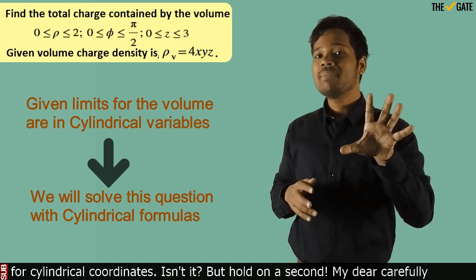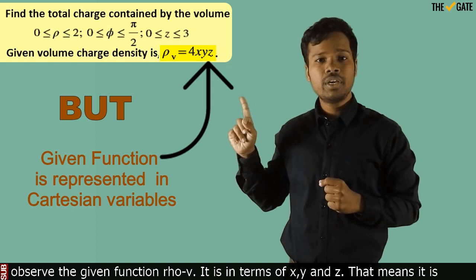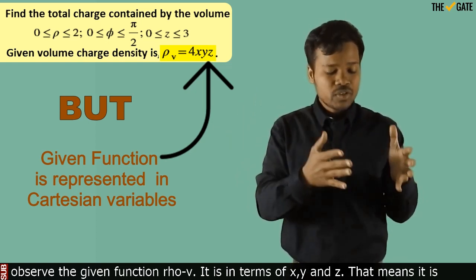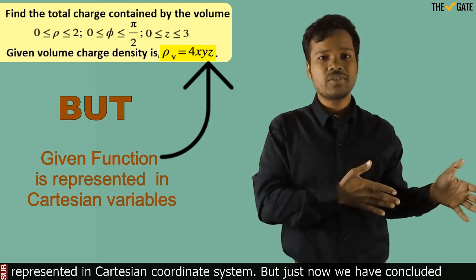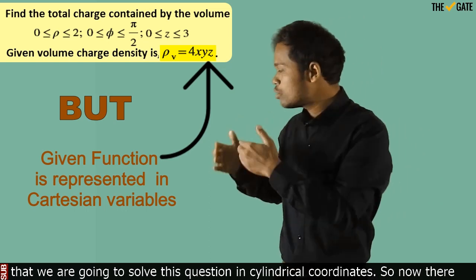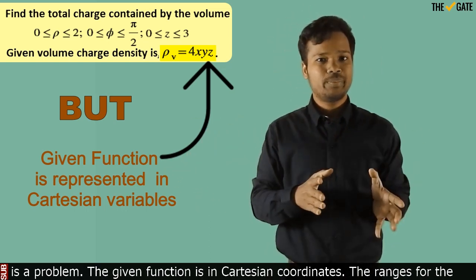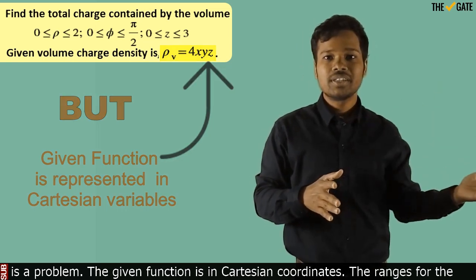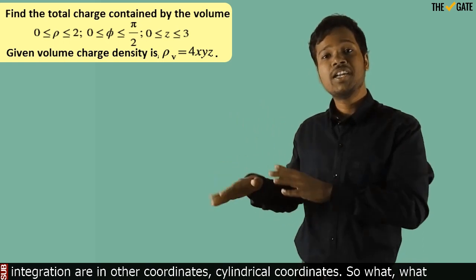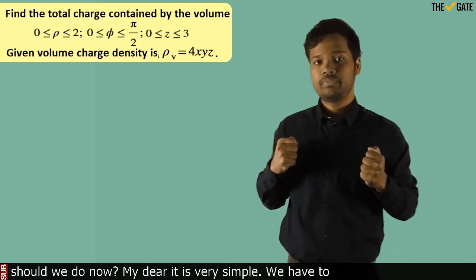But hold on a second, my dear. Carefully observe the given function rho v. It is in terms of x, y and z. That means it is represented in Cartesian coordinate system. But just now we have concluded that we are going to solve this question in cylindrical coordinates. So now there is a problem. The given function is in Cartesian coordinates. The ranges for the integration are in other coordinates, cylindrical coordinates. So what should we do now?